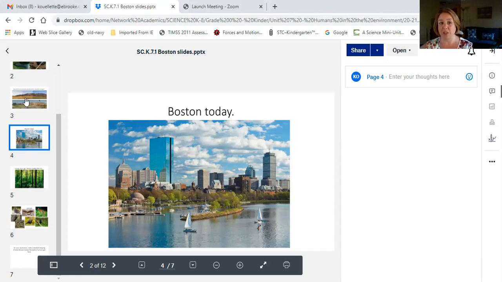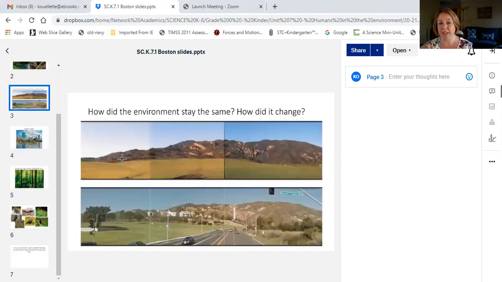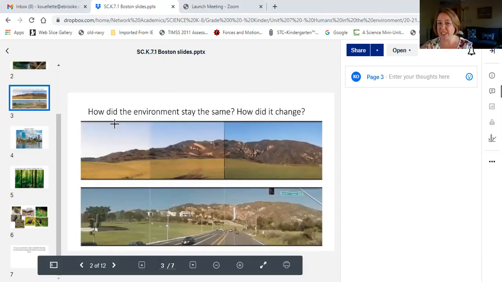Let's take a look at this picture. What do you notice? How's the environment the same and how did it change? Are you looking at that top picture? There's no road there. Do you notice that? Here's the mountain, but there's no road. People build roads so we can get different places. We have cars to get to places and we need to build the roads to get there.